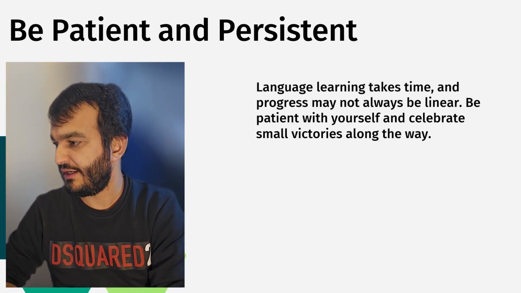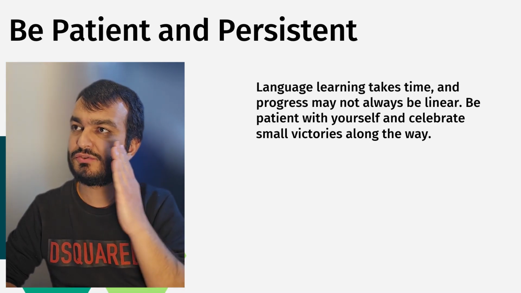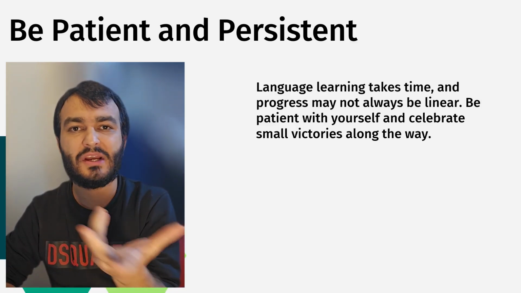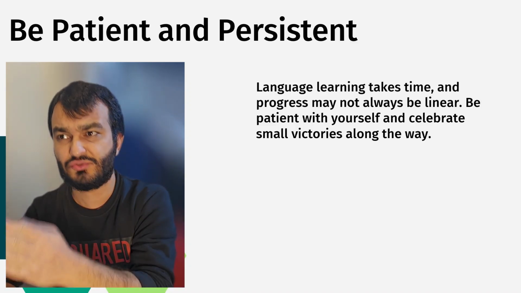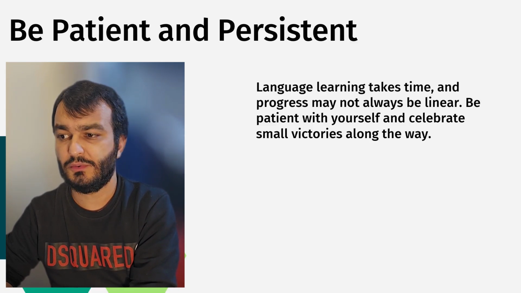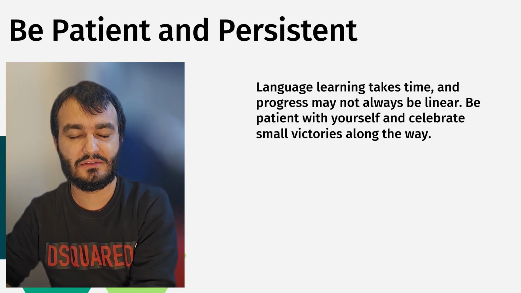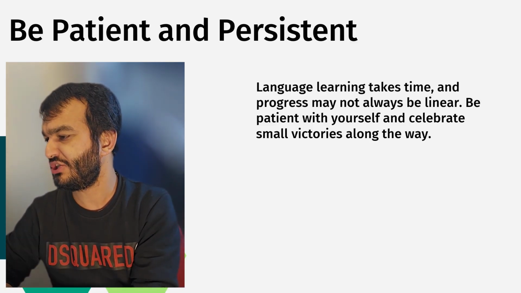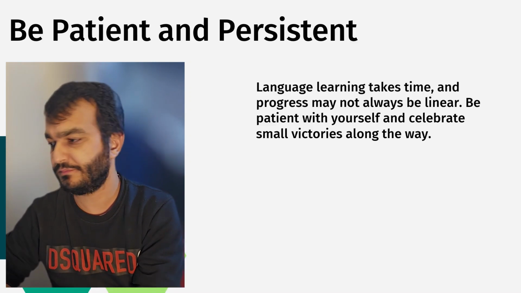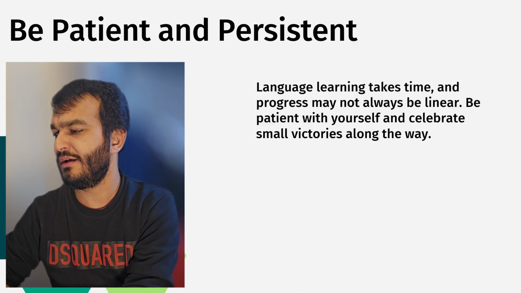Language learning takes time, and progress may not always be linear. What is linear? Linear means straight. It is fluctuating. It doesn't have a specific direction, not all the time. Sometimes it is straight, yeah, but most of the time, it is not. So it is so meandering. There is no specific direction in that, which means that you need to be patient and try to learn from whatever your resources are. Be patient with yourself and celebrate small victories along the way.